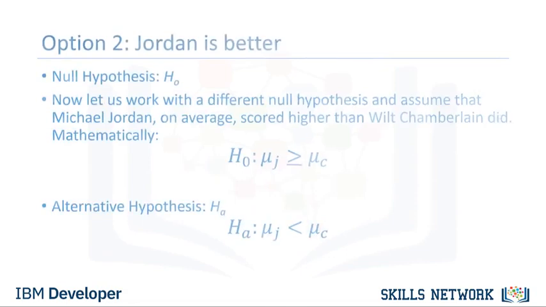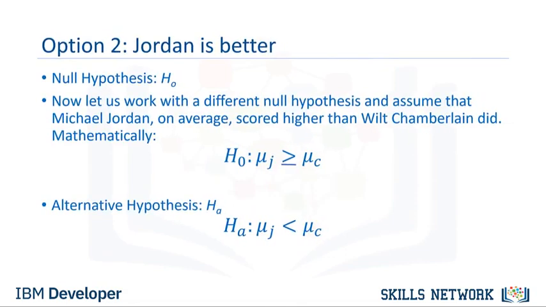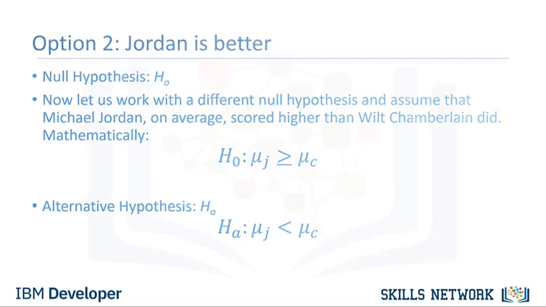Now the second option is to assume that Jordan scored higher. In that case, our null hypothesis is that the average score by Michael Jordan is greater than or equal to the average scored by Wilt Chamberlain. And in this particular case, the alternative hypothesis would be different. It wouldn't be not equal to, but it would be less than. So the alternative would be that the average scored by Jordan is less than that by Wilt Chamberlain.